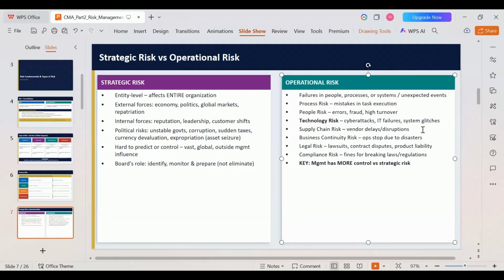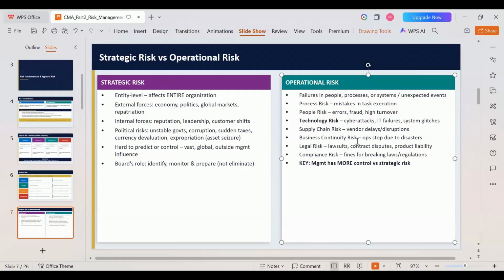Then comes supply chain risk. As I told you, operational means day-to-day activities. Our day-to-day activities start from the time when we purchase the raw materials till we deliver goods to the customer. That means supply chain risk is present.